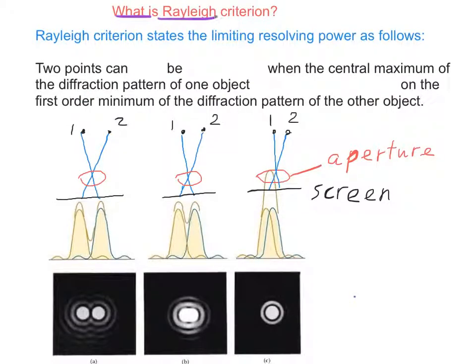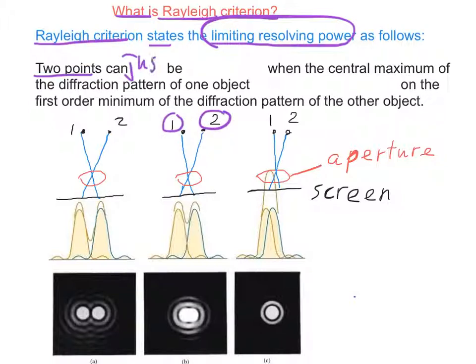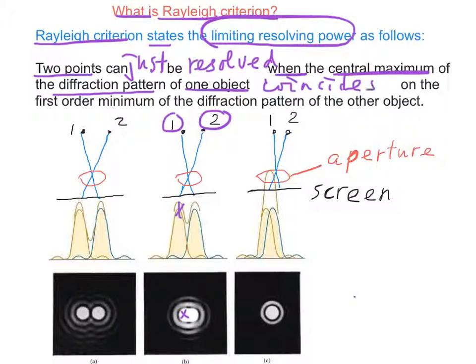What is Rayleigh criterion? Rayleigh criterion states the limiting resolving power as follows. Two points, 1 and 2, can just be resolved when the central maximum of the diffraction pattern of one object coincides on the first order minimum of the diffraction pattern of the other object.